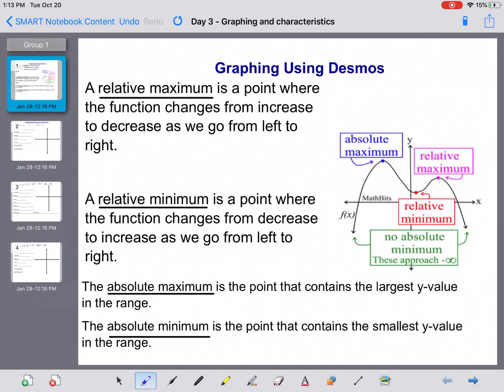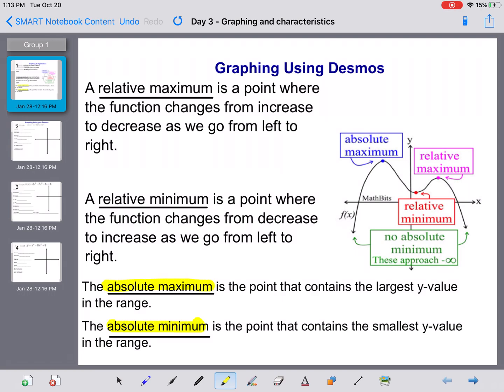Hello, today we're going to talk about bringing everything together that we've talked about this unit so far and actually graphing. We're going to be using Desmos in this case, but you can use any graphing utility that you want. Before we start, the one last piece that we haven't discussed is max and mins. We have two types of maximum and minimum.